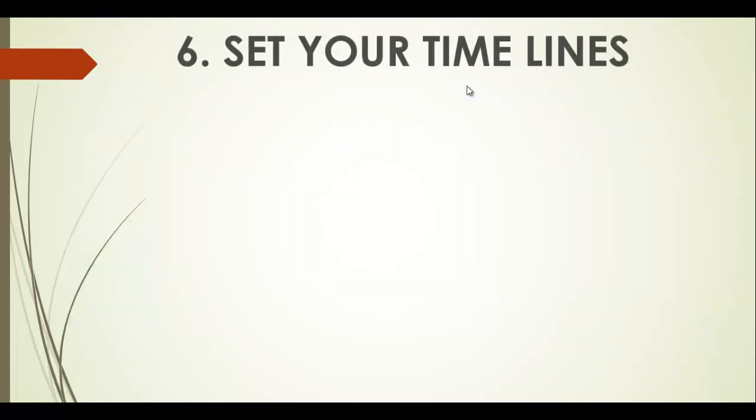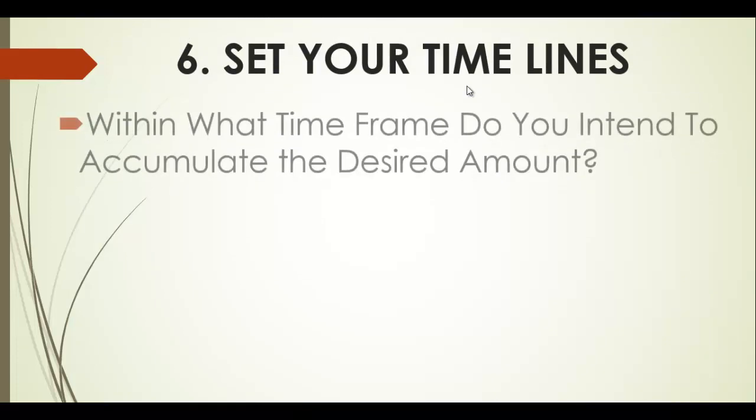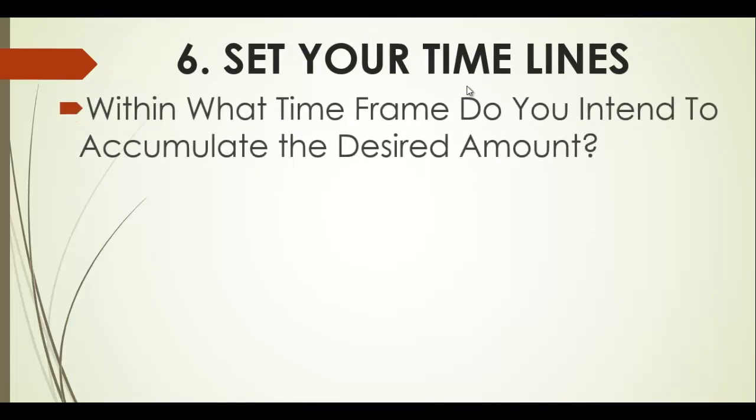And then number 6, set your timelines. Within what time frame do you intend to accumulate the desired amount? So for instance, my YouTube channel, I've set myself a target that between January and December, in June this year, I must earn at least 3,000 US dollars every month. Between now and June, I should be able to build my channel so that from June going, I will be earning at least $3,000 a month on the channel.